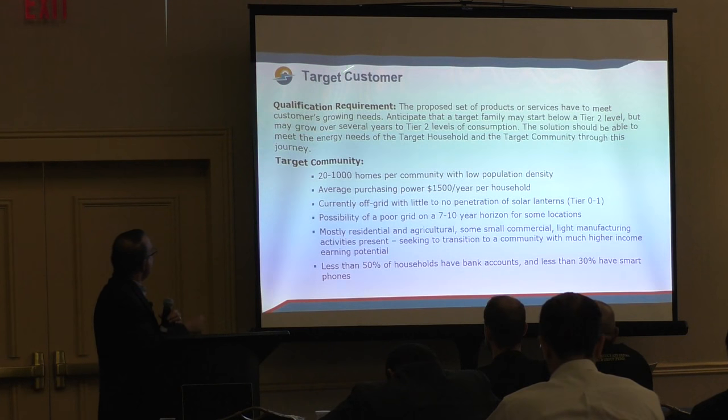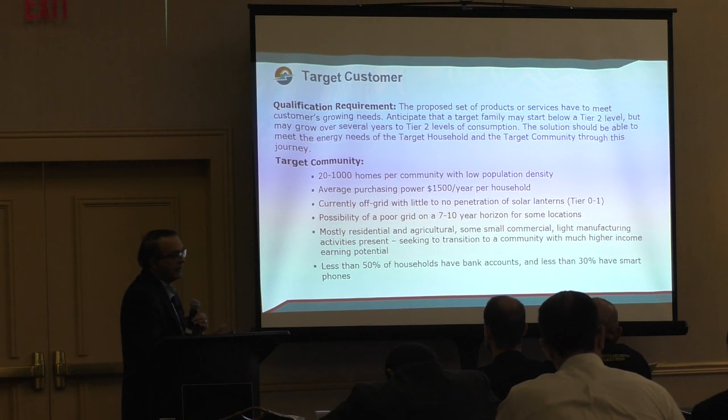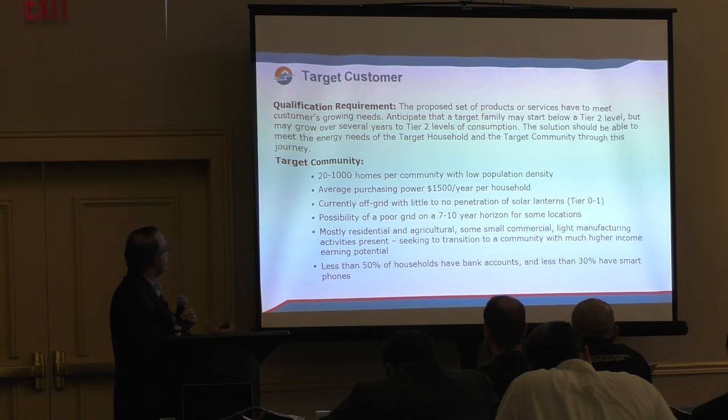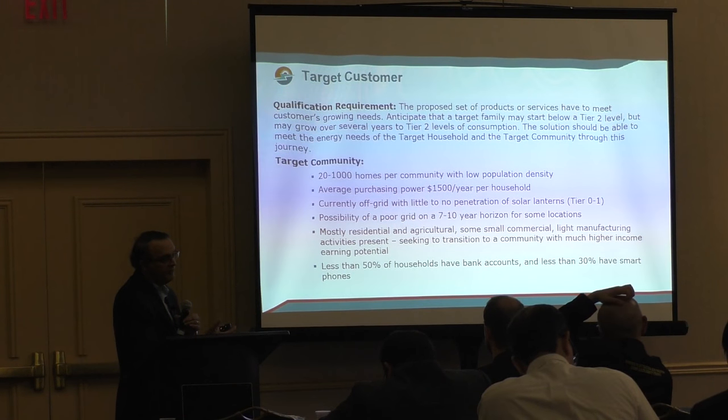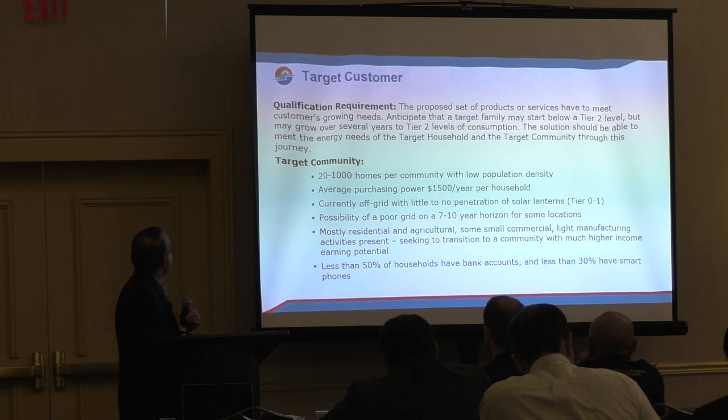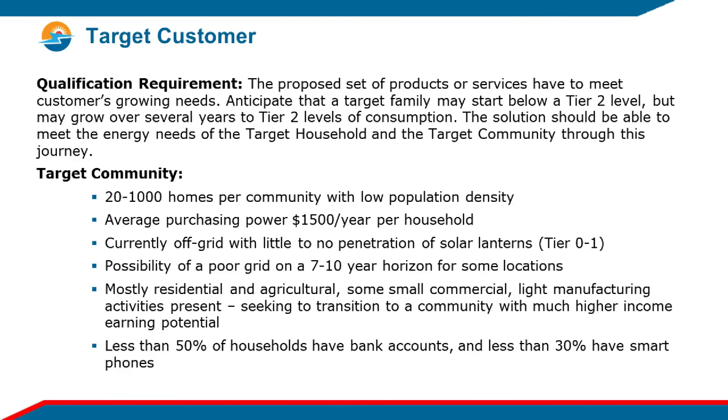So, the target customer is now very well defined here. We have two sets of requirements: one is at the community level, and one is at the individual home level. So the proposed set of products or services have to meet the customer's growing needs. This is really important and is very different from the way we think about it today. Today we think about affluent communities: as people get more affluent, they buy more things, but there's always a market.